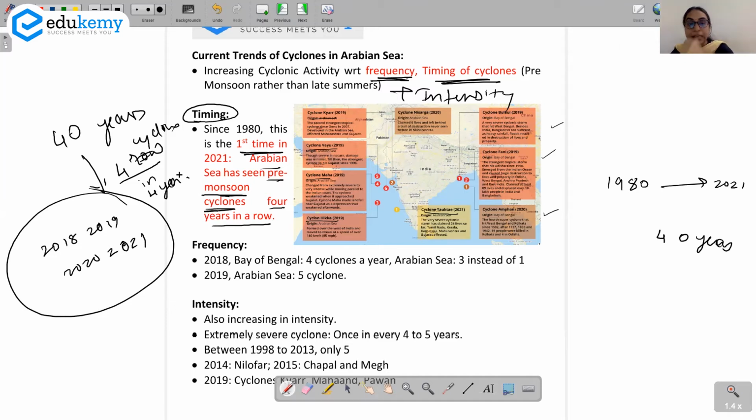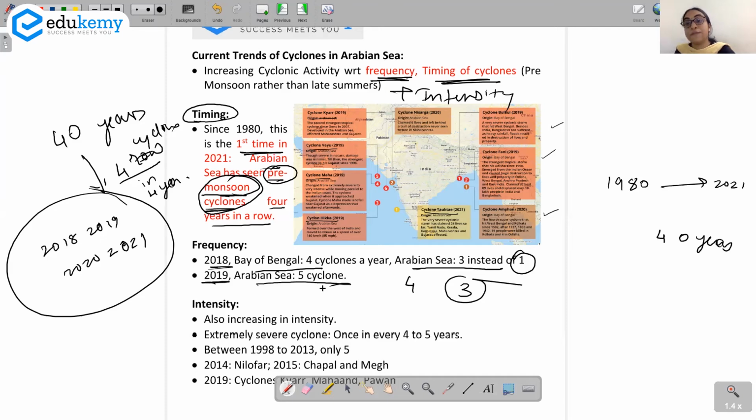Definitely there is an increase in the number of cyclones, and this is also about the pre-monsoon cyclone. Generally the cyclones are in the late monsoon, but this is the pre-monsoon. So there is a change in the timing and a change in the frequency. You can also see that in 2018 the Bay of Bengal witnessed 4 cyclones and the Arabian Sea witnessed 3 cyclones instead of 1. In 2019, the Arabian Sea had 5 cyclones. So in 2018 there were 3 cyclones, in 2019 there were 5 cyclones. So there is an increase in the frequency.